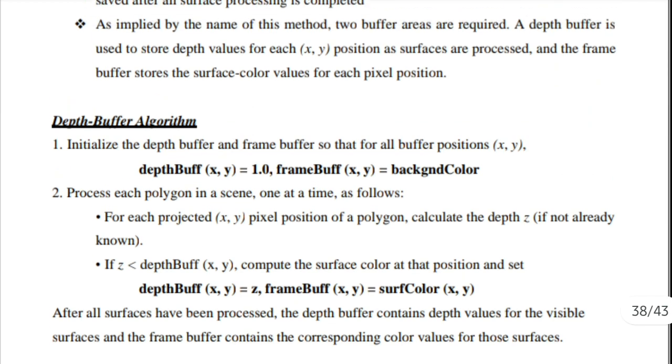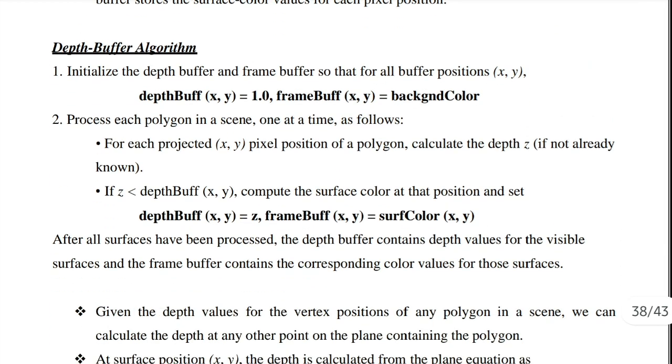What is the depth buffer algorithm? In the depth buffer algorithm, initialize the depth buffer and the frame buffer so that for all buffer positions x, y, depth buffer is equal to 1. Initially the depth buffer is equal to 1, and the frame buffer is equal to the background color. Frame buffer means what is visible to us. Depth is what is inside the object. Okay, the depth is 1 first and the background color is initially set.